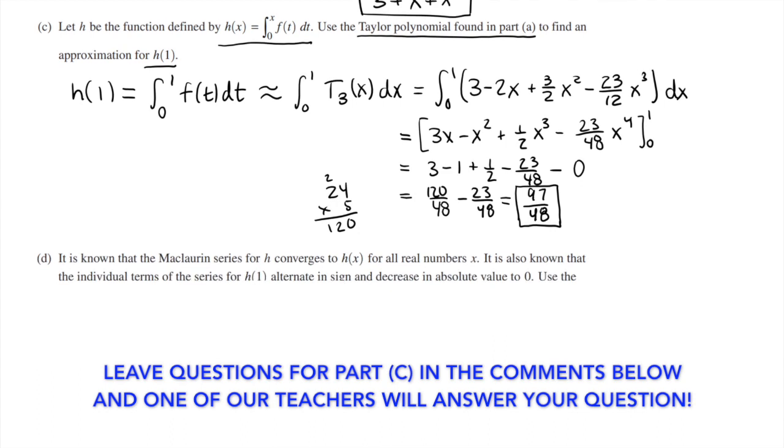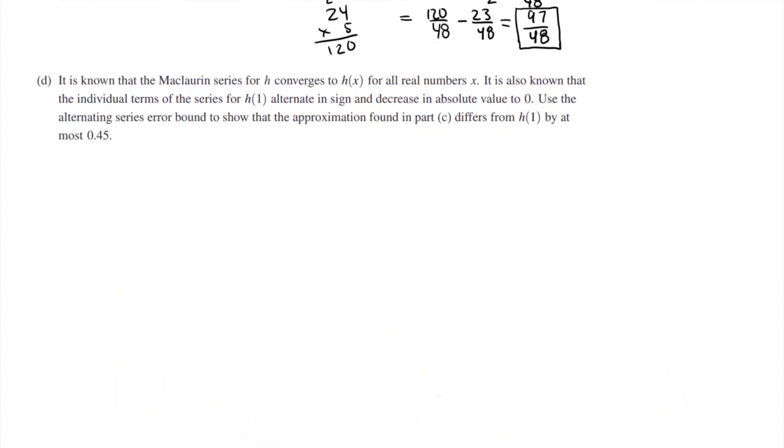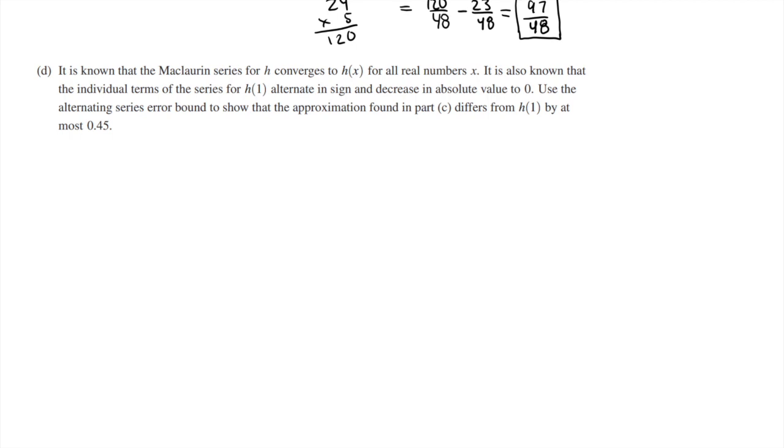Okay, finally, part D, typically the hardest part, so don't panic if you don't know how to do it. It is known that the Maclaurin series for h converges to h of x for all real numbers x. It is also known that the individual terms of the series for h of 1 alternate in sign and decrease in absolute value to 0. Use the alternating series error bound to show that the approximation found in part C differs from h of 1 by at most 0.45. Okay, so this is a mouthful, right?